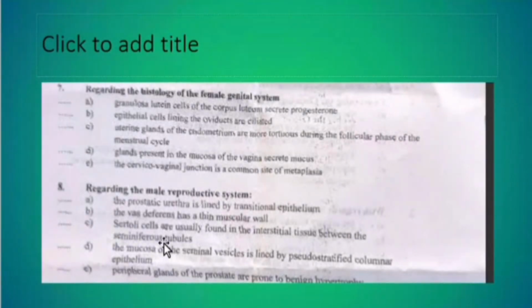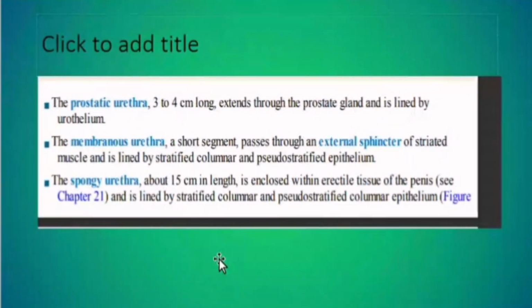The vas deferens has a thin muscular wall. This is false. It's actually thick, three layers. Then, Leydig cells are usually found in the interstitial tissue between seminiferous tubules. No, these are Leydig cells that are being described. Then the mucosa of the seminal vesicles is lined by pseudostratified columnar epithelia. True. Okay, so with this, we are done with the development of the male reproductive system.